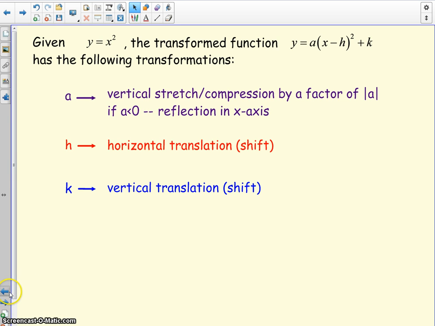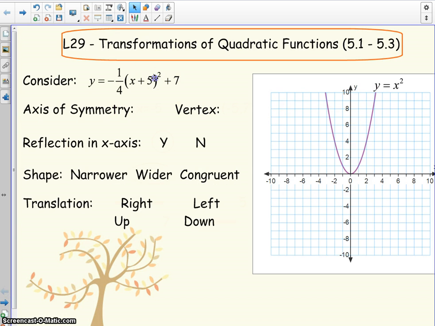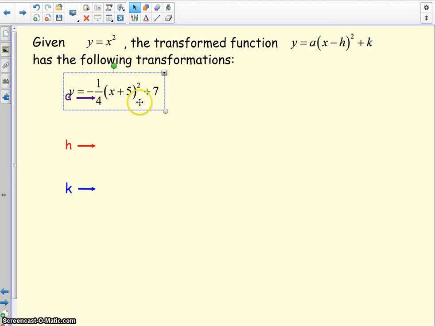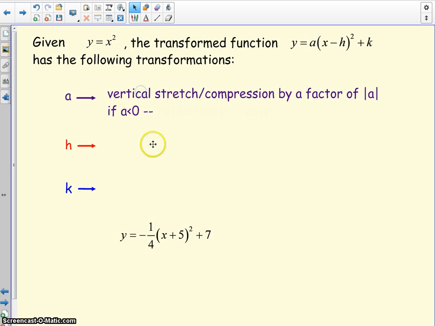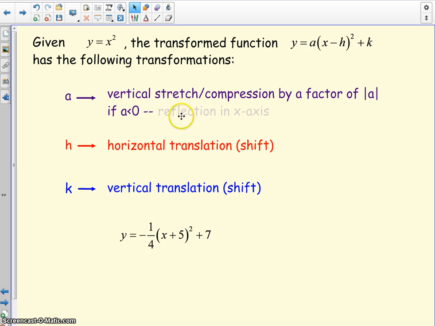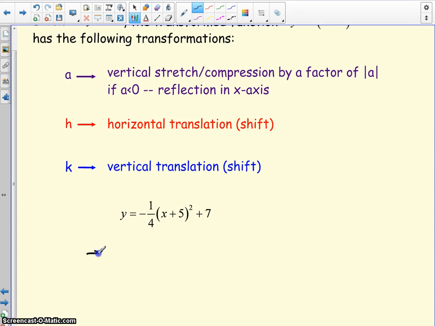Okay, so what I'm going to do here is apply this to the equation we just did, and list these transformations. I'm going to start with the negative out in front here. Because my a value is negative, we have a reflection in the x-axis.